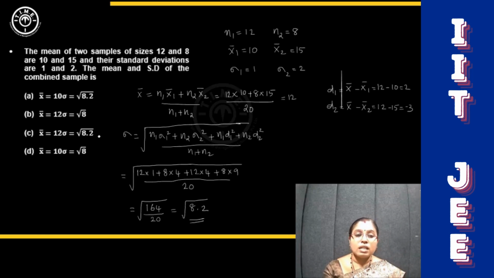So we can see that the combined mean is 12 and combined standard deviation is root of 8.2. So the required answer is option C.